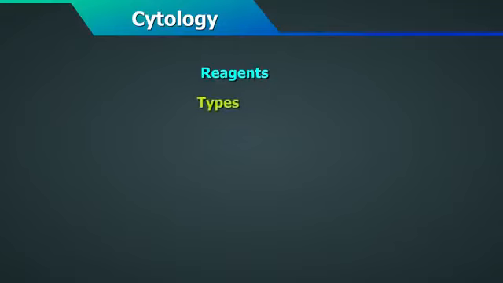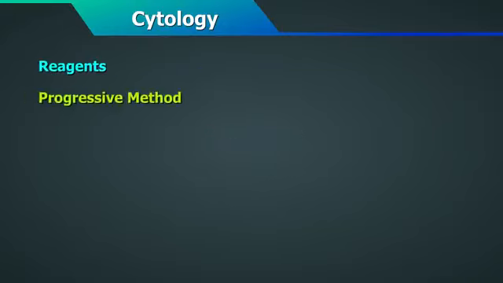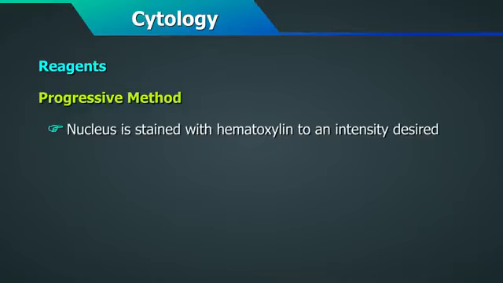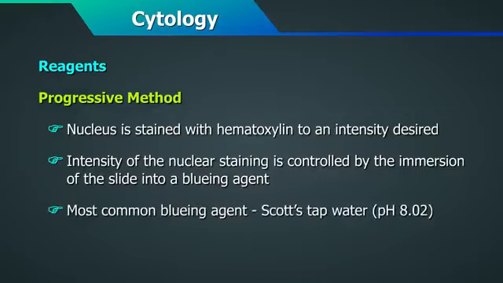There are 3 types of Pap stain. 1. Progressive. 2. Regressive. 3. Rapid. Progressive method. In the progressive method, the nucleus is stained with hematoxylin to an intensity desired. The intensity of the nuclear staining is controlled by the immersion of the slide into a bluing agent. The most commonly used bluing agent is Scott's tap water with a pH of 8.02.